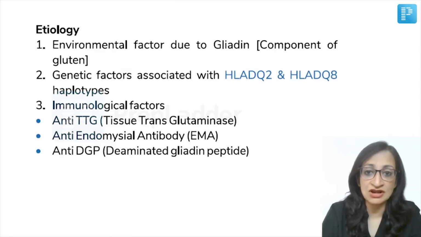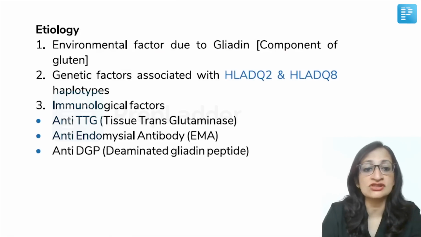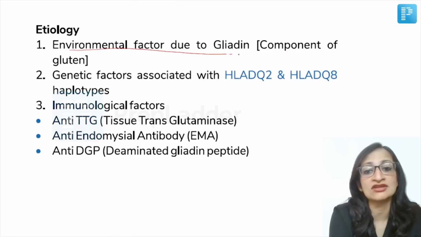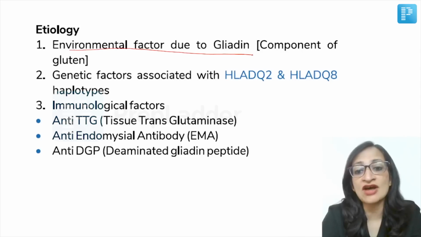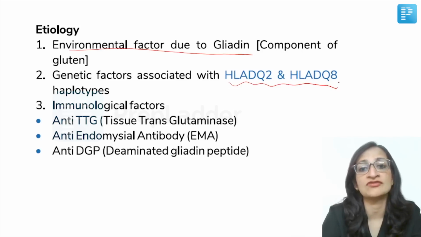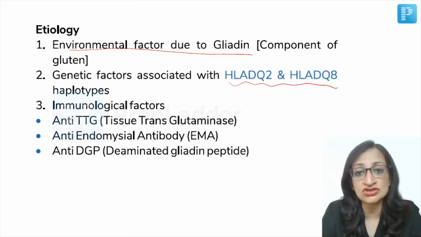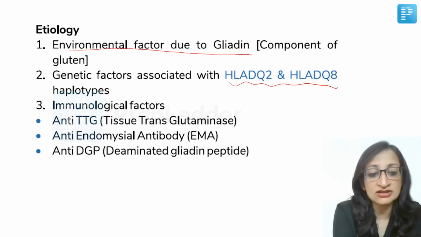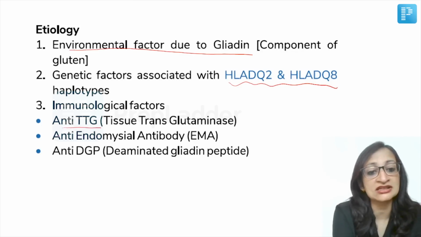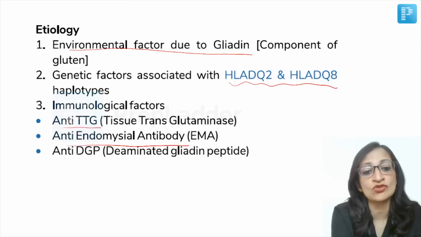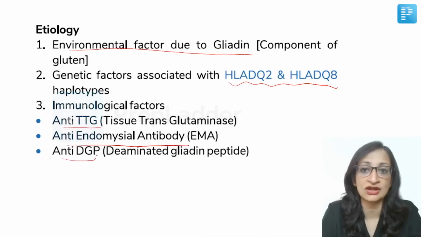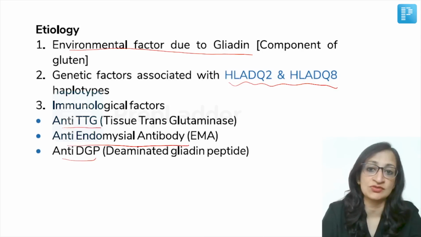So celiac disease, friends, the risk factors or the etiology are environmental factor due to gliadin, which is there in the wheat. Genetic factors associated, as we discussed in our video and notes also, HLA-DQ2 and DQ8 increase the risk of celiac disease. Immunological factors, you can demonstrate the antibodies like anti-TTG, anti-endomysial antibody or anti-DGP antibodies. And lifelong gluten-free diet is the treatment of choice.